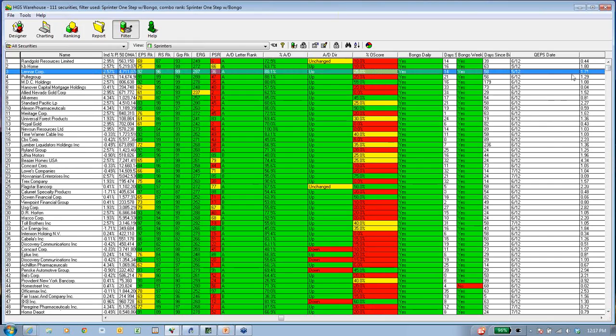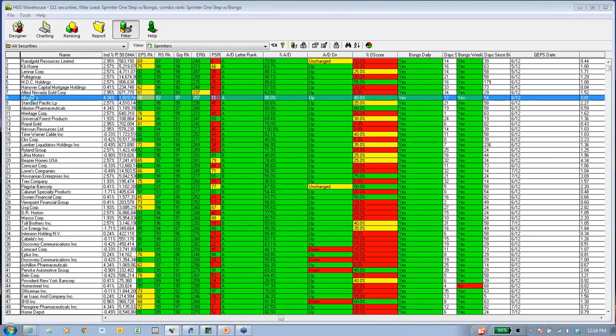And again, the cream comes to the top no matter what you do. So using sprinters, using GIF, I get Randgold, I get KB Home, Lennar, Pulte, MDC, Hanover Mortgage. I showed you Allied Nevada.